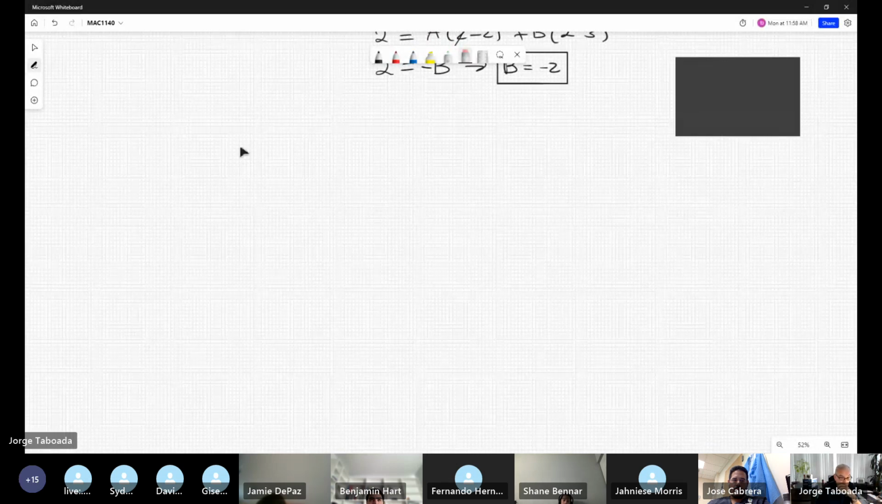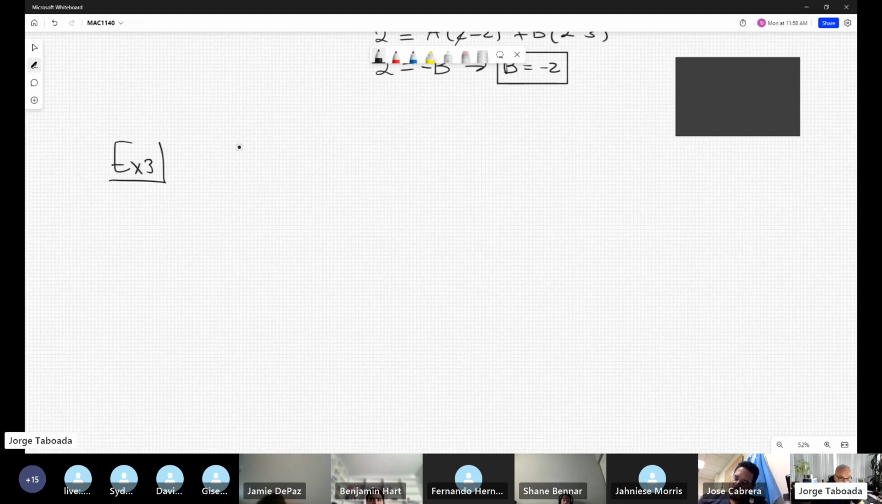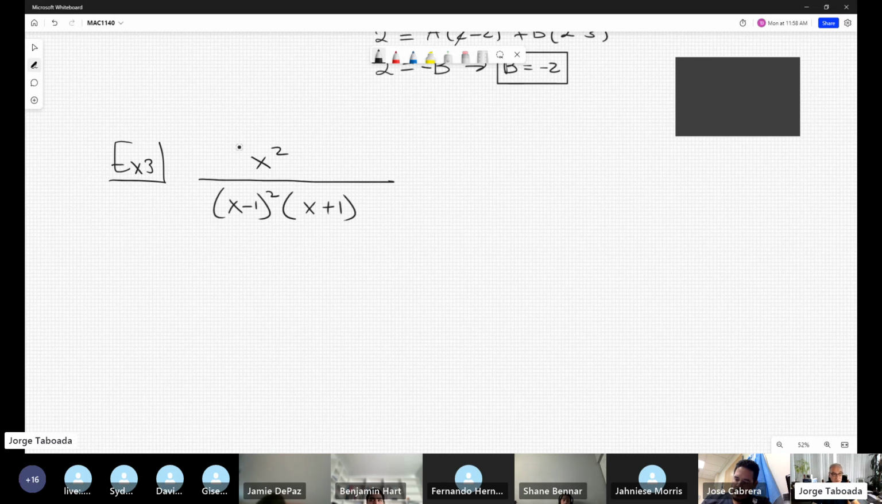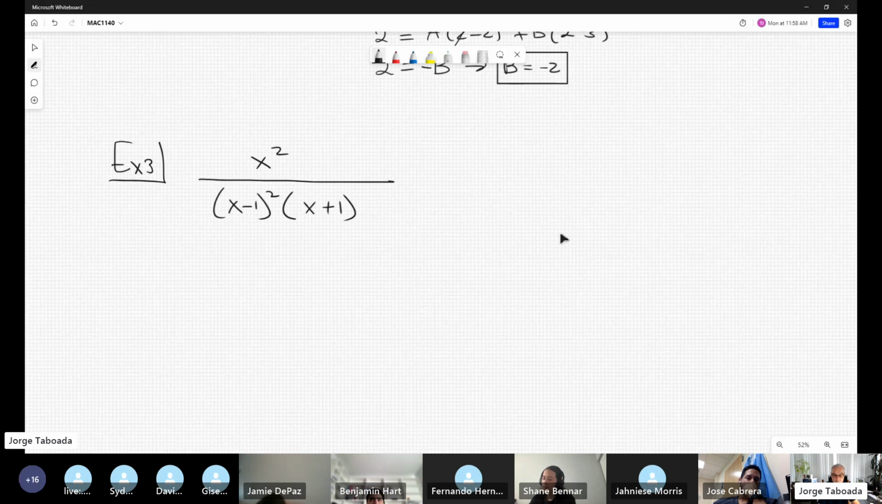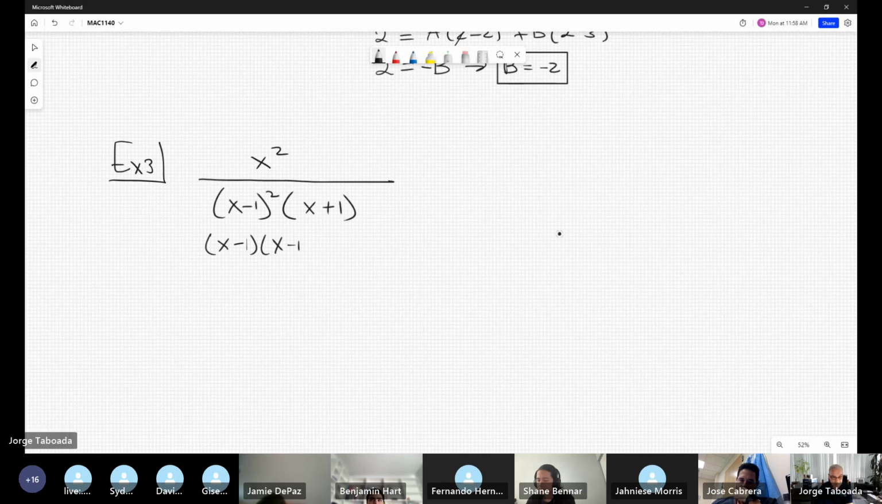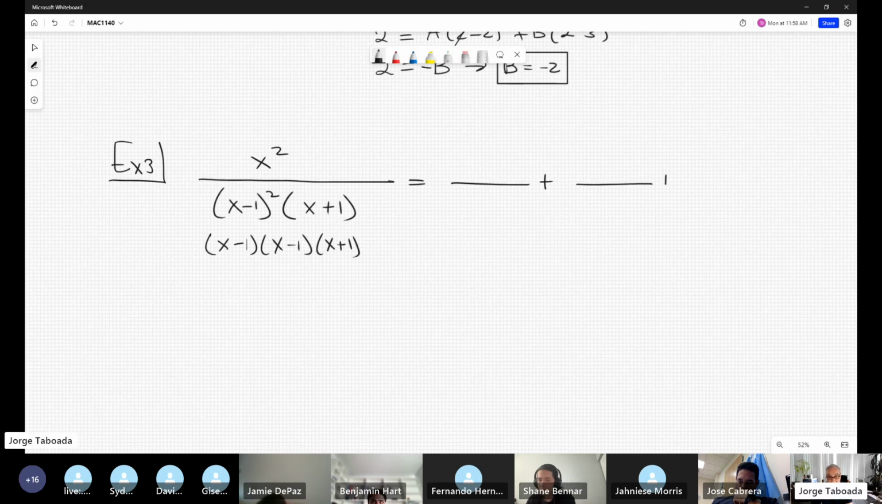Let's see another example. Example three. Example three is more complicated because it is x squared divided by x minus one squared and x plus one. So now we have again linear factors, but repeated. Why repeated? Because of the power of two. When the power is two, it's repeated. Actually, this is equivalent to x minus one times itself times x plus one. But the format for the partial fraction decomposition in this example contains three terms.